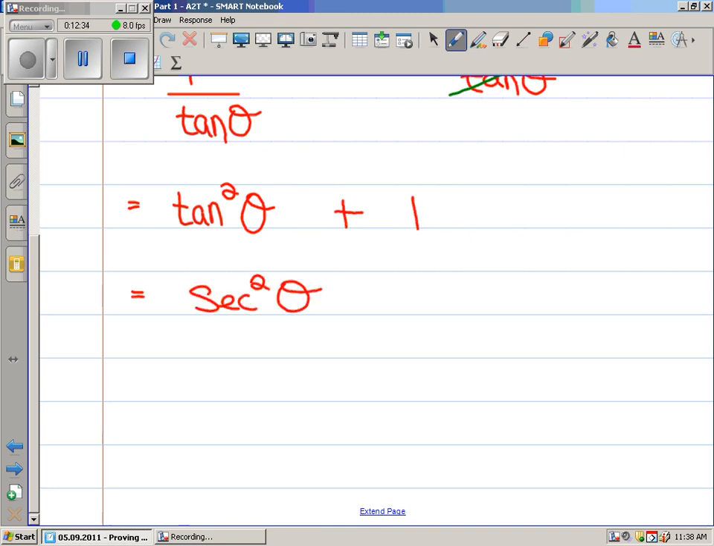But remember, the original direction said we have to write everything in terms of sine and cosine. And so what is that? Amanda, do you concur? 1 over the cosine squared theta. So what do you guys think? Is this easy? Good.